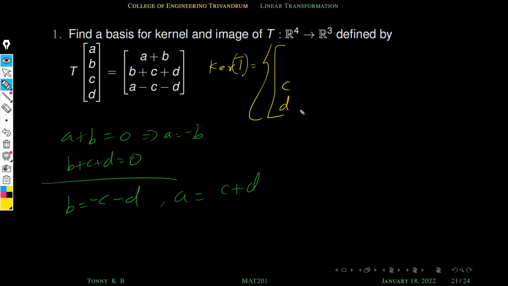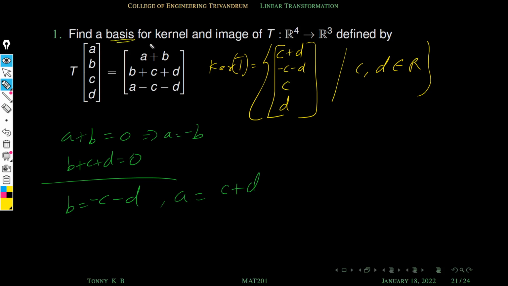Our c and d are arbitrary, and what is a? a is c plus d and b is minus c minus d. The kernel is the set of all vectors of this form: c plus d, minus c minus d, c, d, where c, d are any real numbers. They are arbitrary numbers. Okay, they can take any real value. The set of all possible vectors of this type is our kernel of the transformation. Okay, so now the kernel is ready.